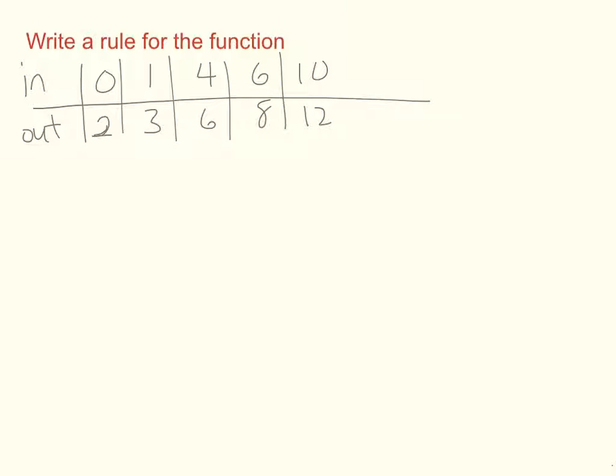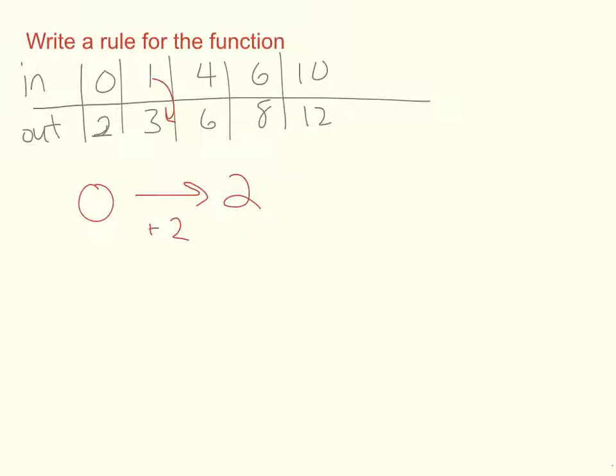Well, how do we get from 0 to 2? When we have an input of 0 and we're turning that into 2, how do we get there? Well, in this case, we could add 2, right? 0 plus 2 is 2. Let's see if this idea continues to work. How do I go from 1 to 3?